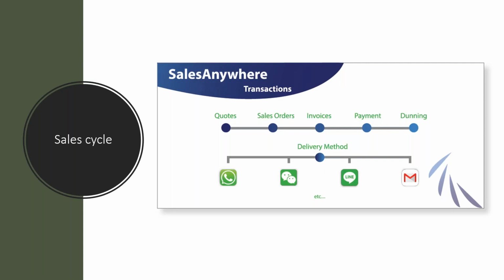The app covers the entire sales cycle from quotations to sales orders and invoices. There's the ability to record payments as well, and all the way to the dunning function, which is reminding customers of their late payments. For all the transactions, documents can be generated and delivered right away to customers through popular apps such as email, WhatsApp, WeChat, Line, etc. Basically any app installed on my phone that can handle PDF files.